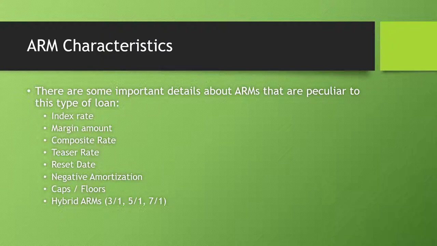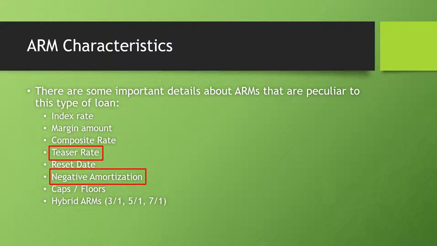The composite rate is the sum of the index rate and the margin amount. We stick those two things together and we come up with the composite rate, and that is the rate used in the amortization calculation once a rate has been reset. So for calculating the new payment after a rate reset, we use the new composite rate and make the calculation.